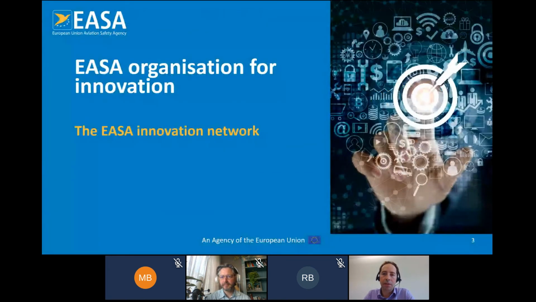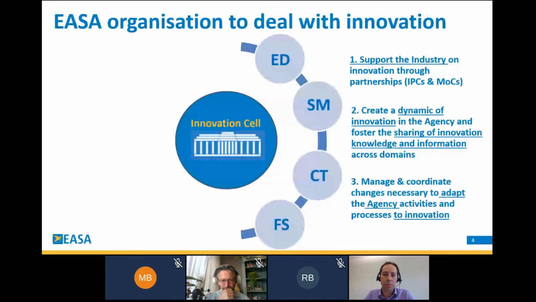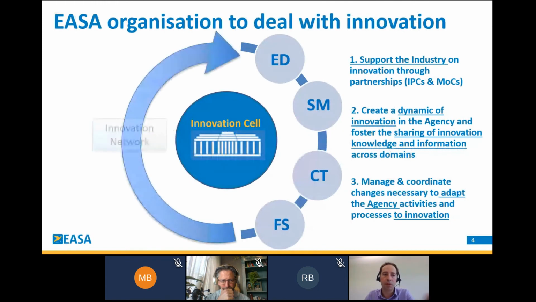In 2018, EASA launched an internal innovation network to deal with disruptive innovation. It looks like this, with at the center the innovation cell, which through this innovation network interconnects the different directorates of our agency: the executive directorate, the safety management directorate, certification, and flight standards directorates. And the goal of this innovation network organization is threefold. You can see that on the right-hand side.